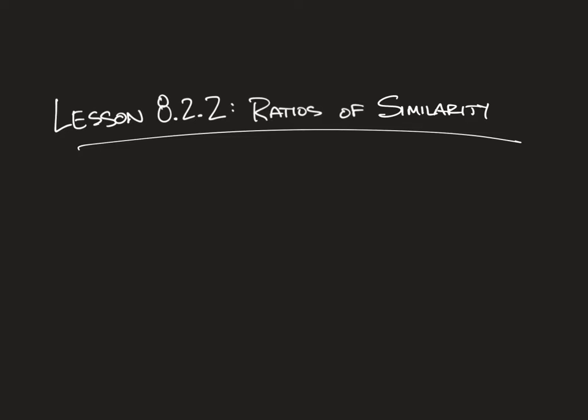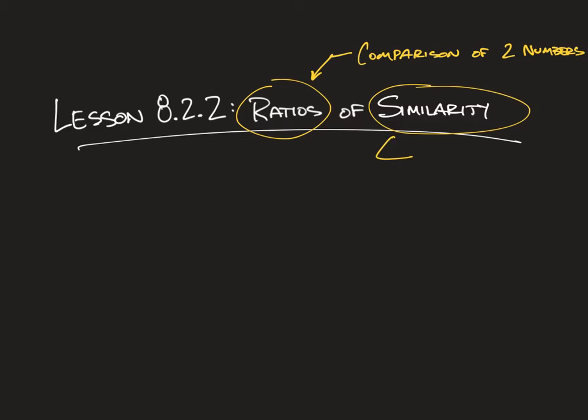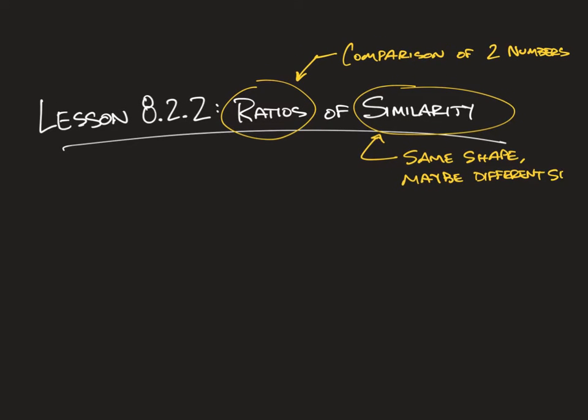This is called Ratios of Similarity. Let's remind ourselves that a ratio is a comparison of two numbers, and that two shapes are similar if they are basically the same shape, maybe a different size. And that's just a very general description of what similarity means. But let's look at some examples here of ratios and similarity and what we might be talking about in this lesson.